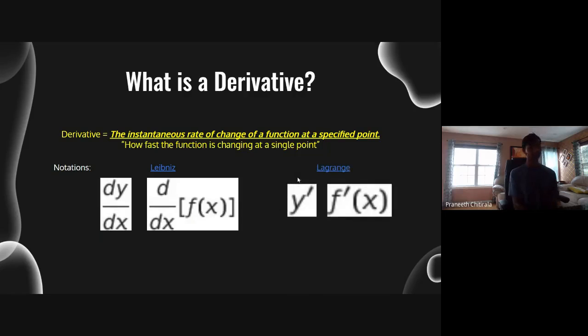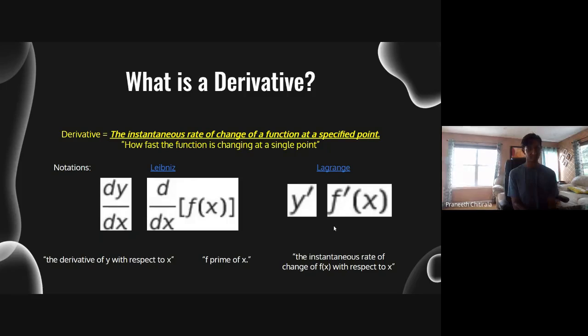We also have the Lagrange notation, and you could say this as y prime or f prime of x. So essentially, you could say the derivative of y with respect to x, f prime of x, the instantaneous rate of change of f of x with respect to x, and any of these work. It's just up to whatever preference you have. You could use any of them. It essentially comes down to convenience, but both of these notations work fine.